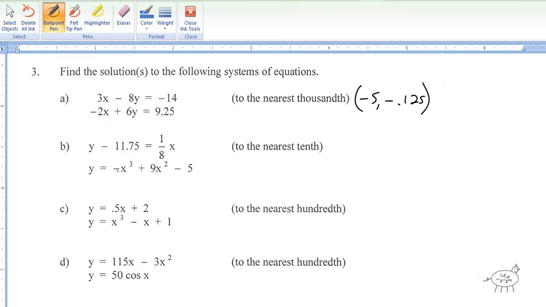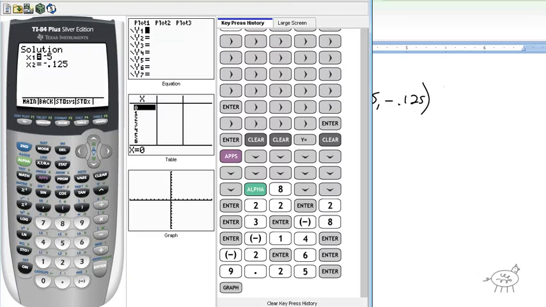So this equation, the only thing I need to do is add 11.75 to both sides. So it's a nice linear equation. And so let's put this into our TI here.